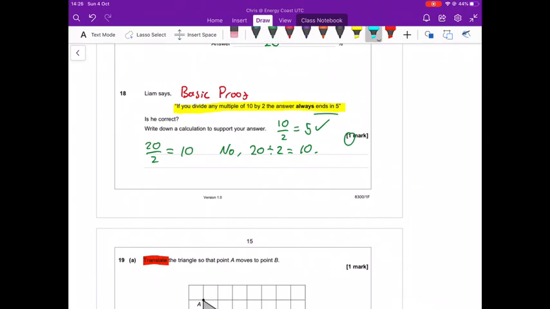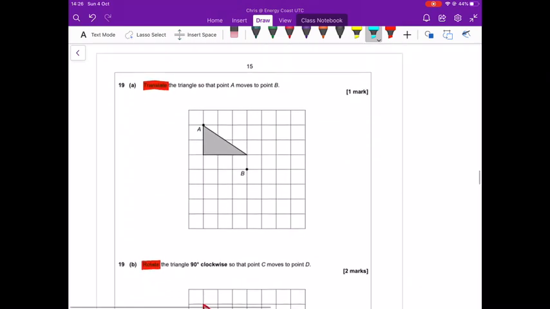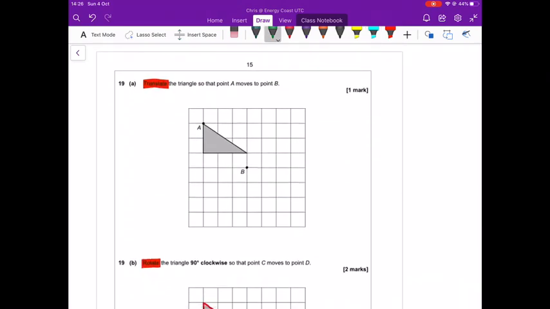Here's a good tip for these sorts of questions. When it says John says that blah blah blah, they're usually wrong, and you usually need to find a way why they're wrong, okay? But there you go, that's for that one. That's fairly straightforward. Question 19, translate is another word for move.